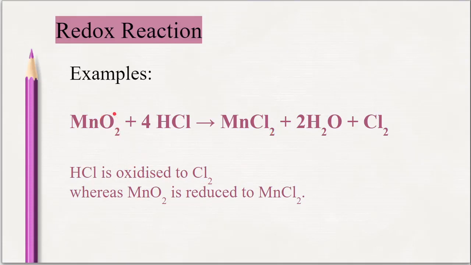Now what can you say to the removal of oxygen? Removal of oxygen, it means it is reduction, and removal of hydrogen, it means that is oxidation. So HCl to Cl2, removal of hydrogen, it is oxidation, and MnO2 to MnCl2, it means removal of oxygen, which is reduction. So here both processes, oxidation and reduction, are happening together. Therefore it is a redox reaction.